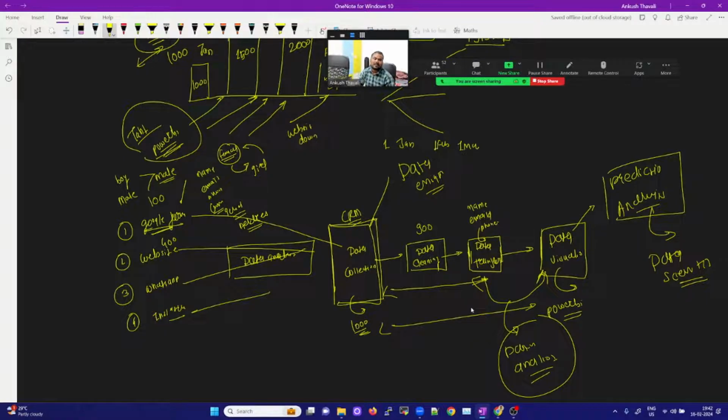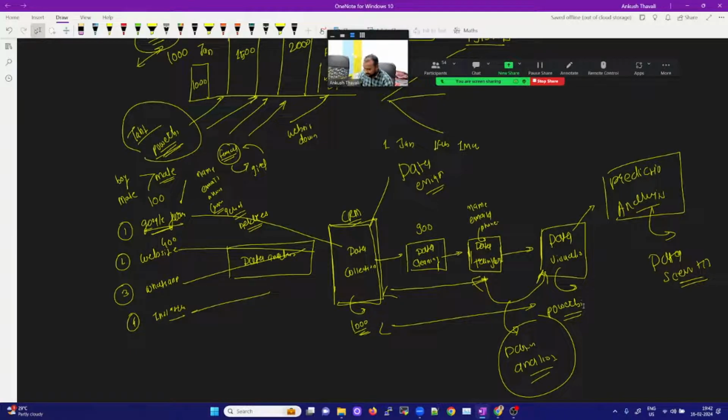So that's the reason I'm saying these 3 people are always with each other: the data scientist, then your data visualization team, which is the data analyst, and the data engineer. So that's how things work in real life when you're working.